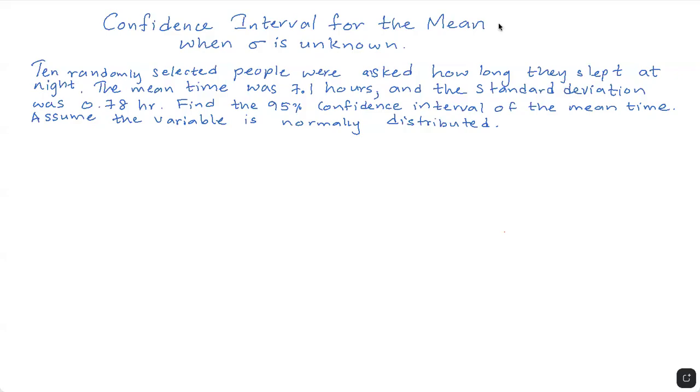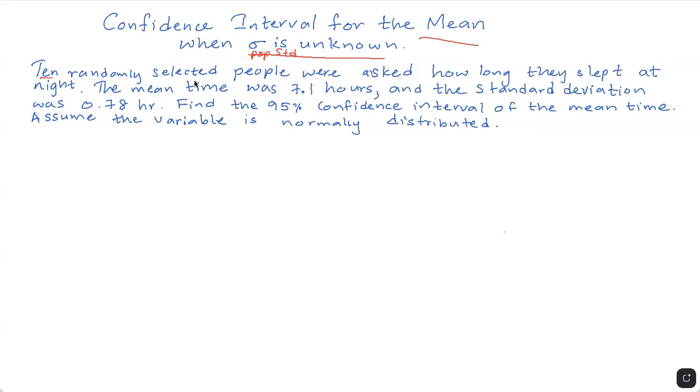So today I'm going to discuss a problem from confidence intervals. Here we are going to find the confidence interval for the mean when sigma is unknown. Sigma is the population standard deviation. So let's look at the example.